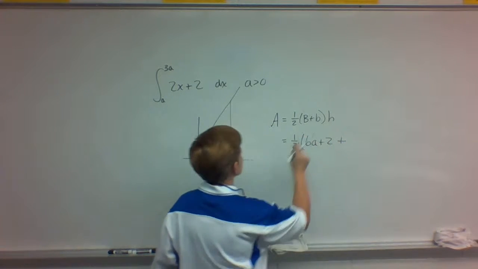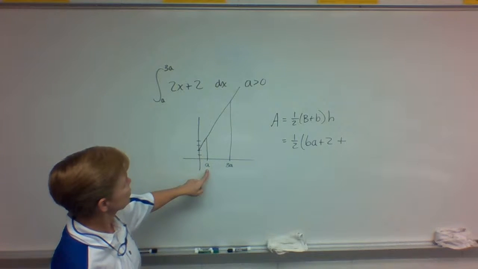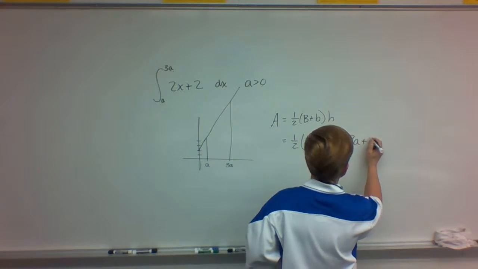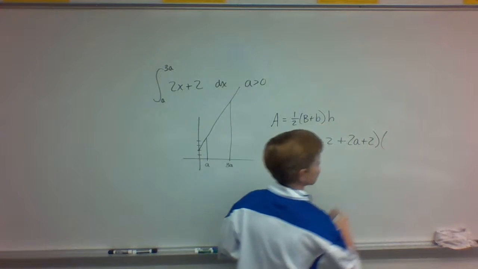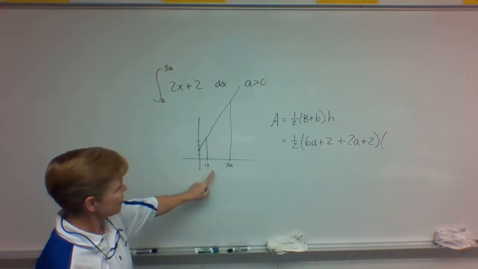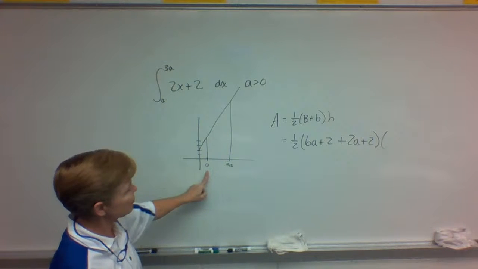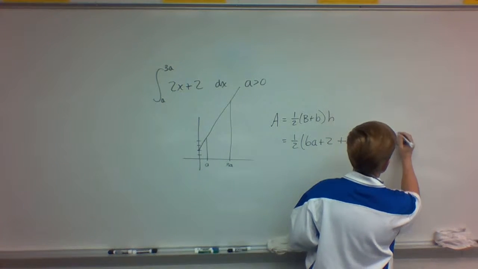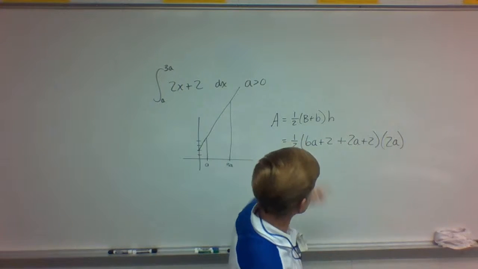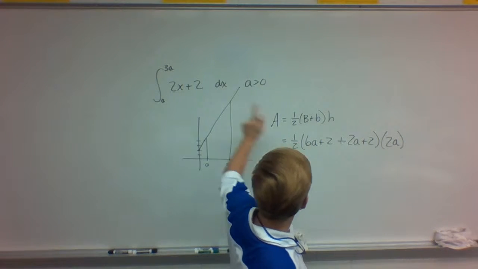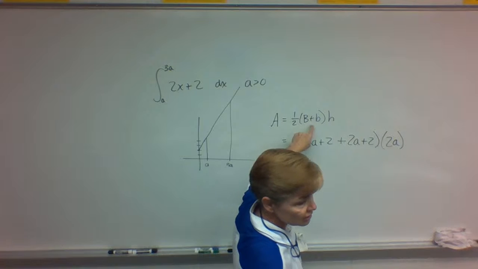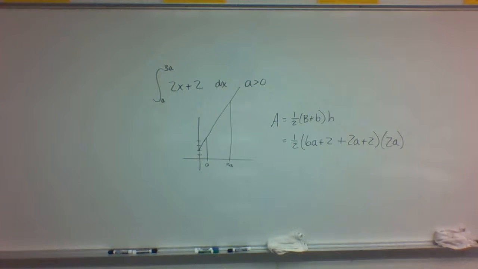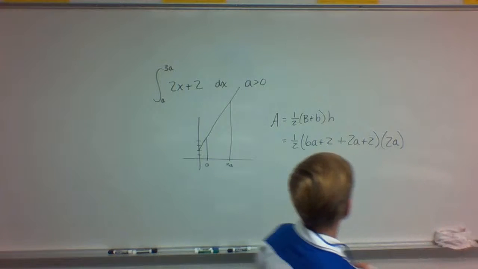Now I'm going to add on to that the little base. What's the little base? 2a plus 2. And what is the height? 3a minus a. Yeah, the difference between 3a and a. 3a minus a is 2a. So, you understand where we got all those details? You have to know this. Do you understand how we make this specific situation fit this? Anybody have any question about that? No? Then it becomes a cleanup process.